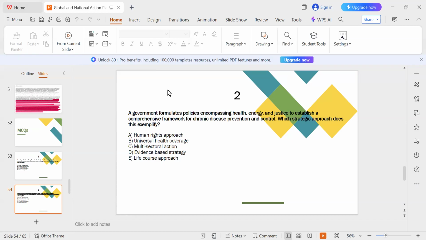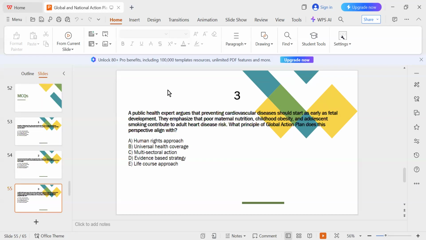The correct answer is Charlie. A public health expert argues that preventing cardiovascular diseases should start as early as fetal development. They emphasize that poor maternal nutrition, childhood obesity, and adolescent smoking contribute to adult heart disease risk. What principle of global action plan does this perspective align with?